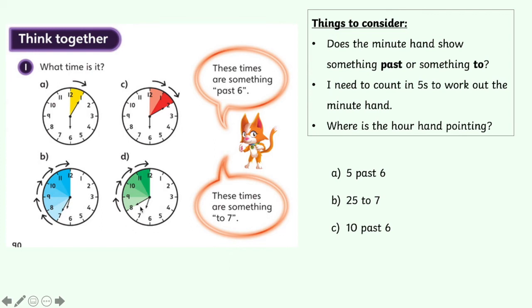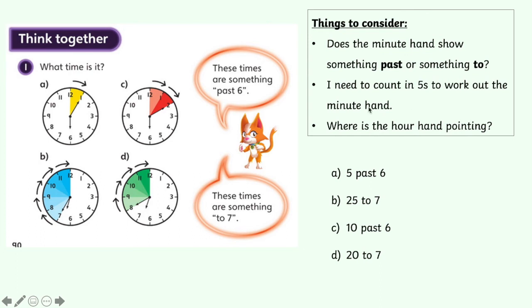And down here, well, I've gone all the way round and I've gone past halfway. So we're counting to. And I know that it's on its way to 7 o'clock. And it's 5, 10, 15, 20 minutes until 7 o'clock. So the time is 20 to 7.